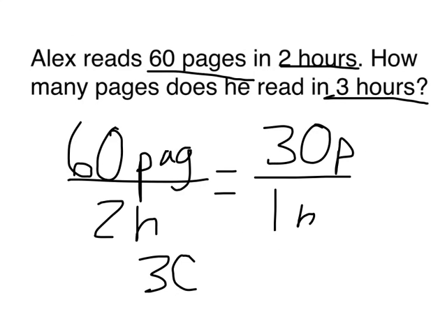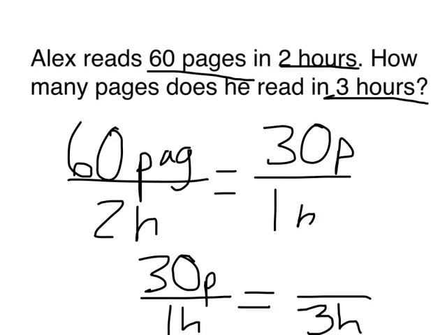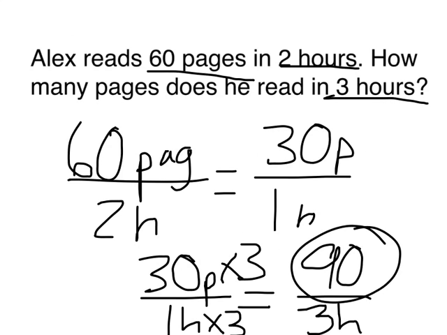If he can read 30 pages in 1 hour, how many pages can he read in 3 hours? Well, I multiply 1 times 3 to get to 3 hours. I multiply 30 times 3, and that tells me he can read 90 pages in 3 hours.